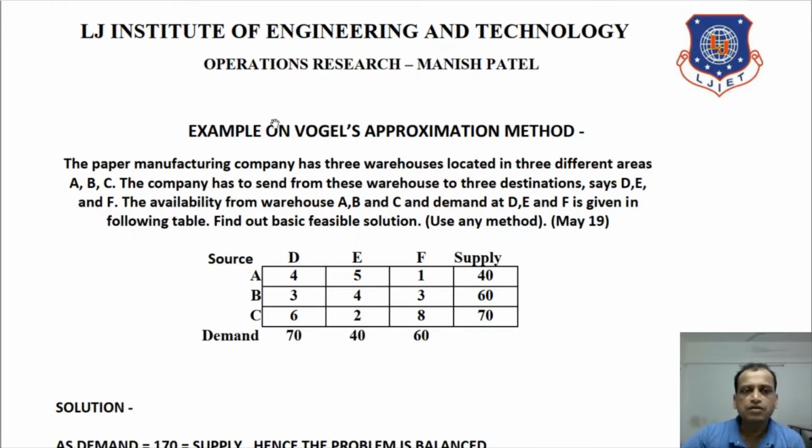Again, this example is the previous one, where we have three sources A, B and C, and three destinations D, E and F. Unit costs are given. On the supply side, 40, 60 and 70 are given. A has 40 units of supply, B has 60, C has 70. On the destination side, D has 70 demand, E has 40 demand, and F has 60 units demand.